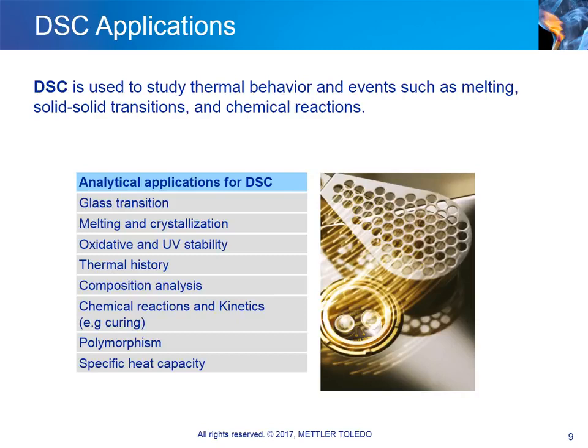The table on the left of the slide summarizes the most common analytical applications for which DSC is employed. DSC is used to investigate effects and processes such as glass transitions, melting, crystallization, chemical reactions, and thermal stability. All of these events involve an enthalpy change, which is readily observed by DSC.